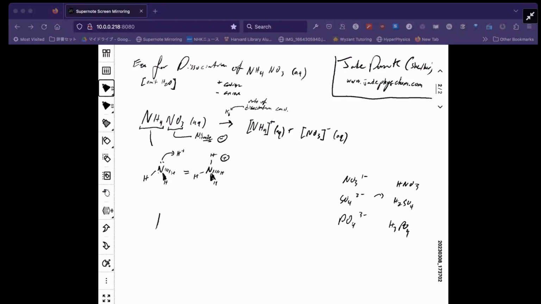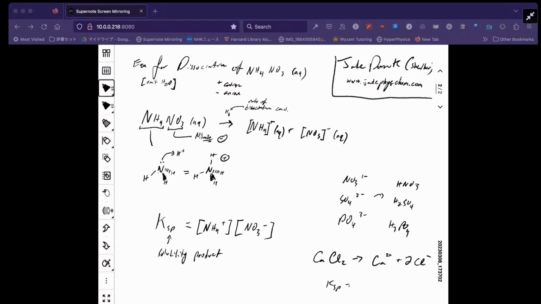Or another thing is K sub sp. Now that's something that confuses people. It's called the solubility product. Solubility product is, in this case, the concentration of NH4 plus times the concentration of the NO3 minus, right? And if it was something like calcium chloride that was dissociating into 1 calcium 2 plus and 2 chlorine 1 minuses, then the Ksp would be the concentration of calcium 2 plus and then the concentration of chlorine 1 minus squared, just like equilibrium constants.